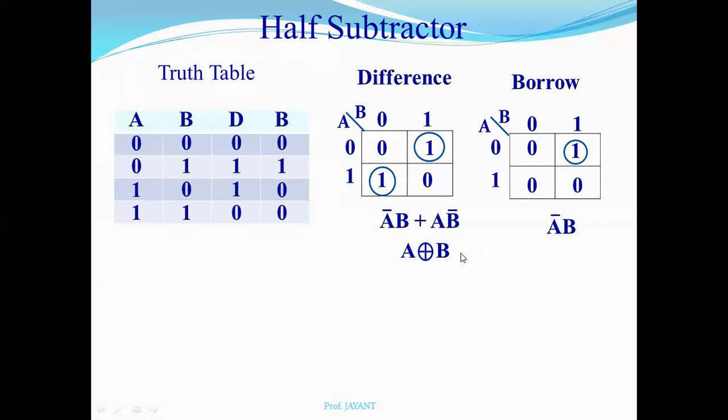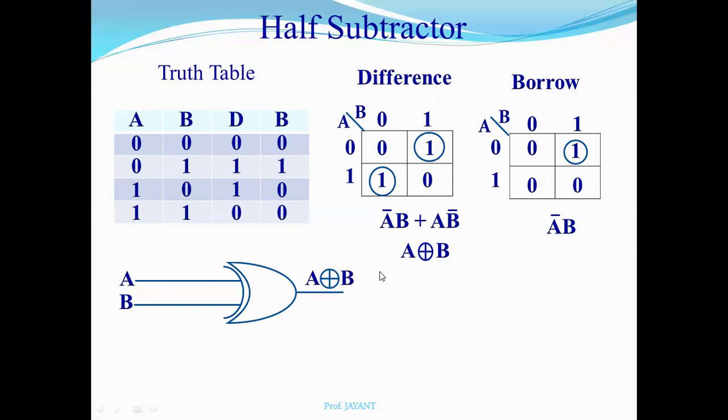Now by using these two equations, you can draw the logic diagram for the half subtractor. Again, two variables A and B. For difference, we require an XOR gate, so the output of that XOR gate is the difference, which is A XOR B. And the borrow is A bar B, so this is A bar into B. So this is a simple half subtractor logic diagram, truth table and K-map.